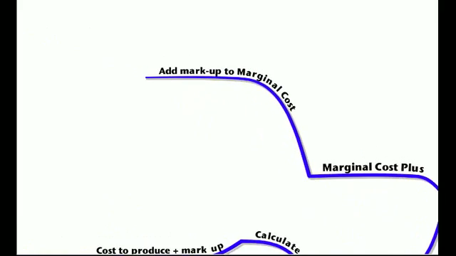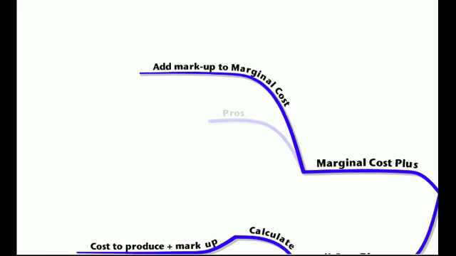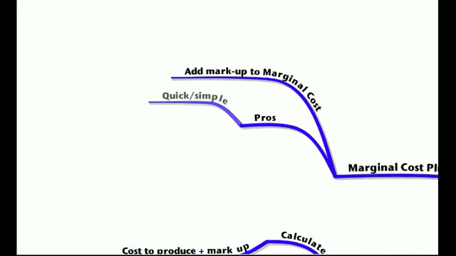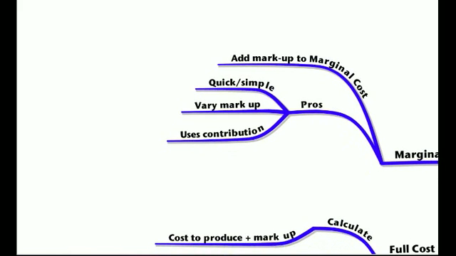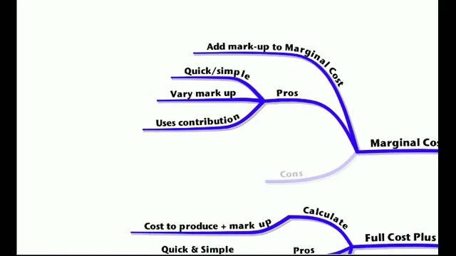Marginal cost plus, well, this is adding a markup to our marginal cost. Remember, our marginal cost is our direct materials, direct labor, direct overheads. It ignores our fixed costs. The pros on this one, well, again, it's quick and simple. You can vary your markup depending on the cost of your product. And it uses contribution or introduces contribution into the manager's mindset.